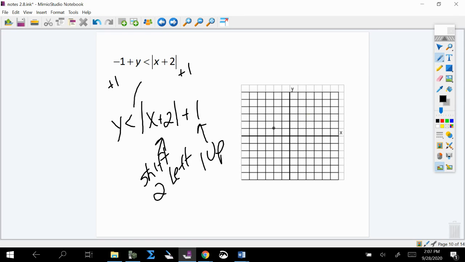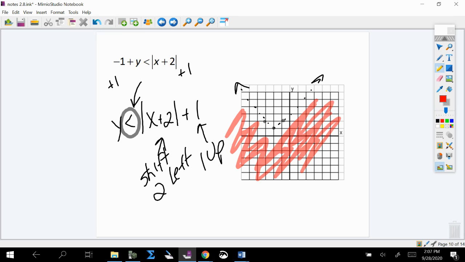Now, since there's nothing in front of the absolute value, that means it opens up and it just has a slope of 1. So I'm going to go up 1, right 1, up 1, left 1, and I'm going to create my V graph. So my V graph is going to be dotted because it doesn't have the equal to. And then my shading, since this is a less than sign, I want to shade under the graph. So I'm going to shade down here.